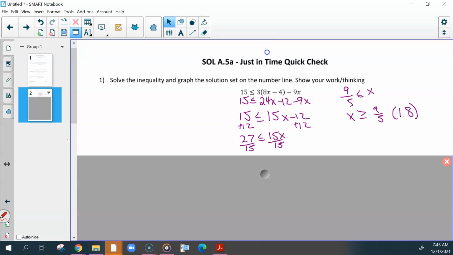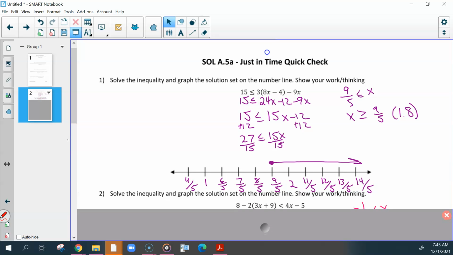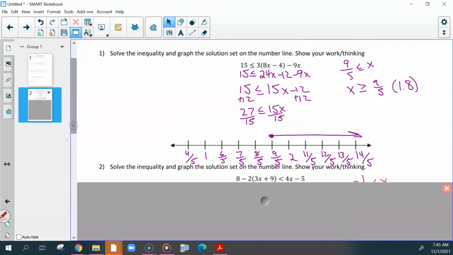Yeah. And then you could have done this a couple different ways. So I just used fractions, but you could have used decimals. You could have used like 1.8 and then whole numbers. How you did this number line, there's a bunch of different ways you could have done it, so it didn't have to match mine. I just used fractions because it was easy for me to count that way. But this would be a closed circle at 9/5 or 1.8 going to the right. Do you have any questions on that one?